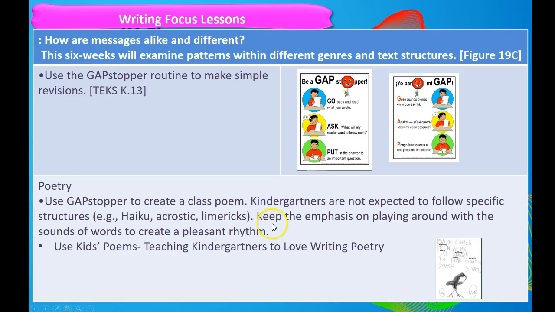I love that we say in the overview to keep the emphasis on playing around with the sounds of words to create a pleasant rhythm. In the overview, you see how a poem might look at kindergarten. I love the way they sound out words. And you also have Kids' Poems, Teaching Kindergartners to Love Writing Poetry from Regie Routman. That's a great thing for helping them. And you see how this goes hand in hand with them with poetry. Learning rhymes, so putting down the sounds they hear and putting down rhyming words, so that reading and writing go hand in hand together.